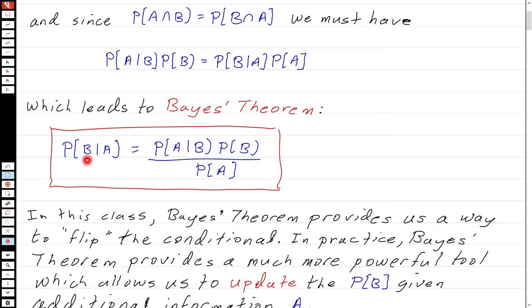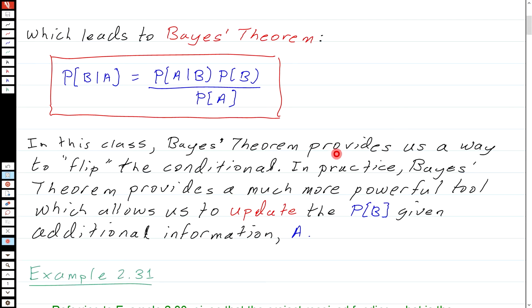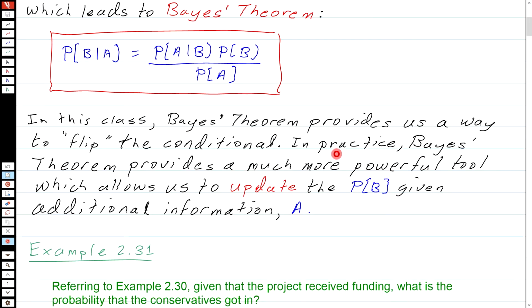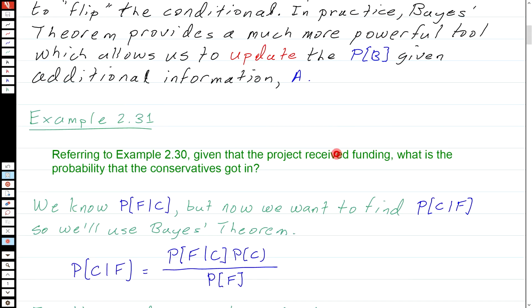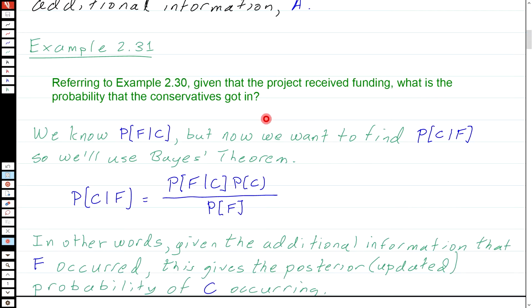And as I said, we usually use this to flip conditionals around. So if I know probability of A given B, and I'm asking for the probability of B given A, I can use this formula to compute the probability of B given A. So maybe without more ado, let's just go straight to an example.